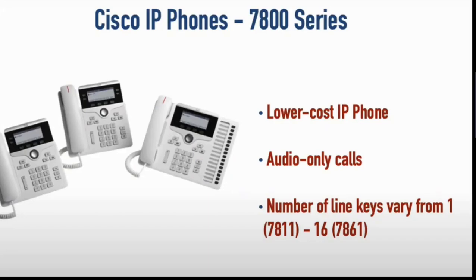Then some IP phones. There are different series of IP phones. These are just some examples of different Cisco IP phones. We have the 7800 series of end devices, which are low cost IP phones that provide only audio, and the number of lines varies from 1 to 16 depending on the model type.